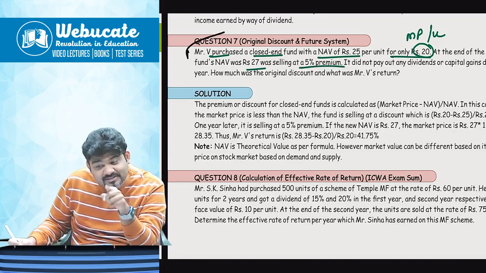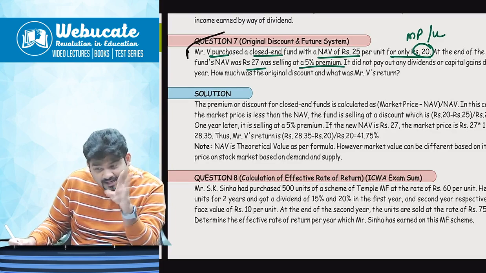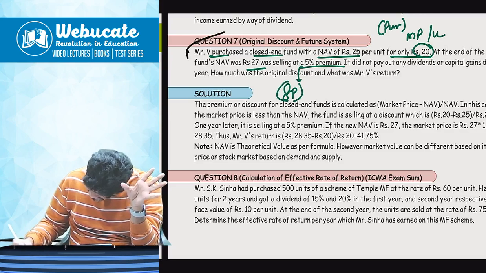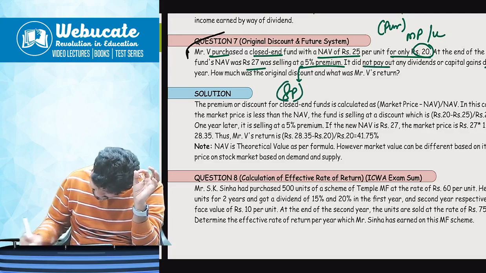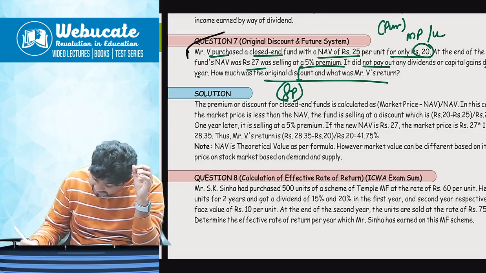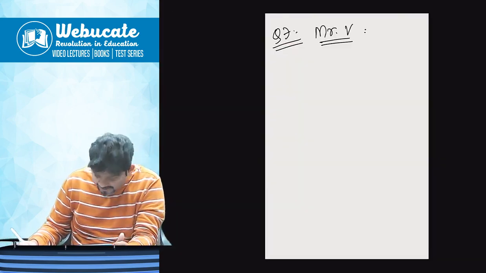So NAV plus 5% premium, market price. So this, can I say, is the purchase price. This is the selling price. It did not pay any dividend during the year. What was the original discount? And what was Mr. V's return? So I think very easy question.